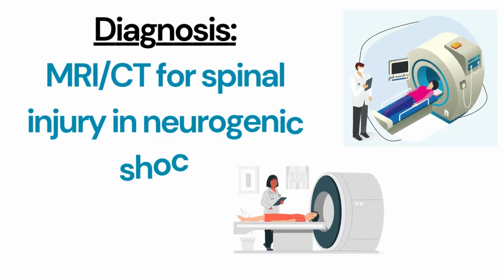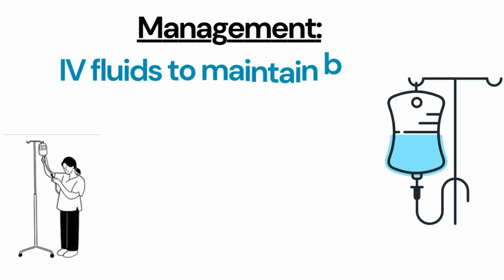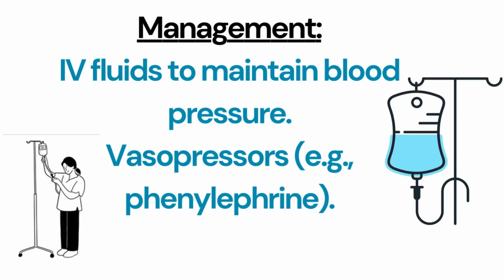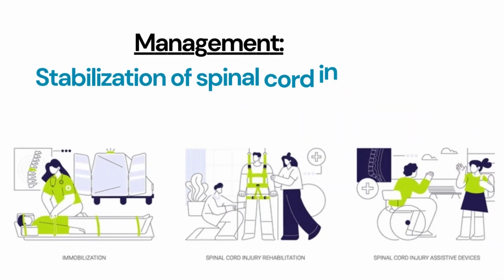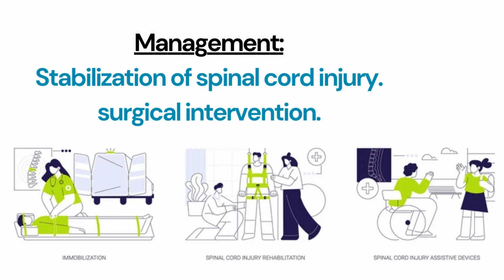Diagnosis. MRI or CT imaging to assess spinal injury. Management. IV fluids to maintain blood pressure. Vasopressors such as phenylephrine. Stabilization of the spinal cord injury. Surgical intervention if necessary.